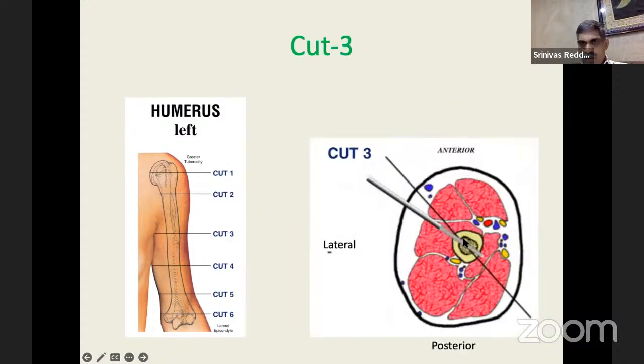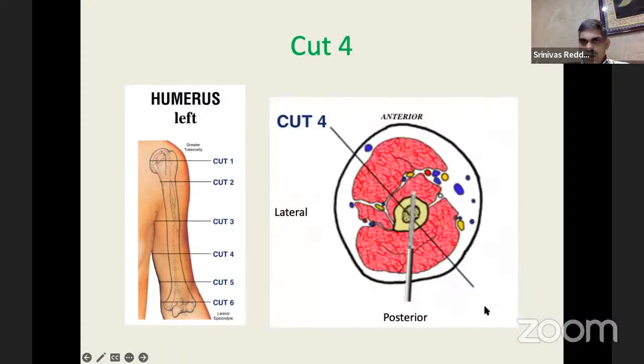We are passing the shank pins, and the wire is also passed from within the safe zone, which is here. You see the radial nerve and the vessels here, and you see these are the vessels. This is the radial nerve, this is the ulnar nerve, this is the median nerve, and the brachial artery.